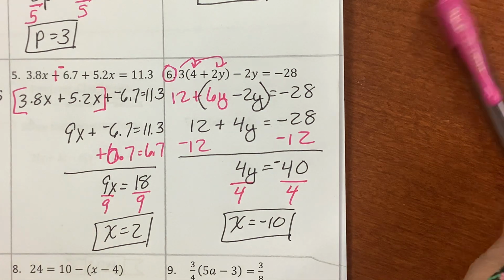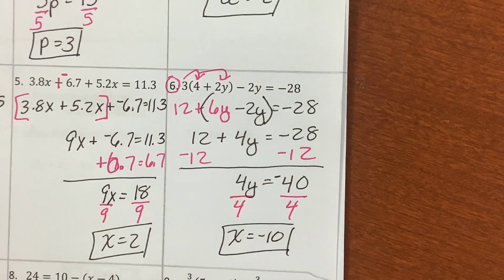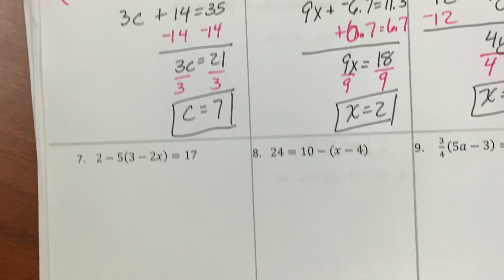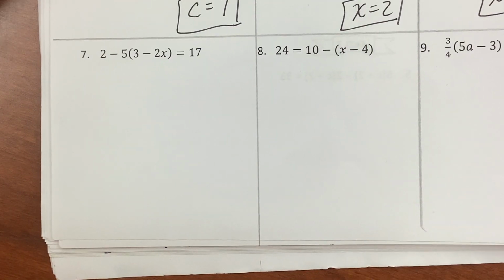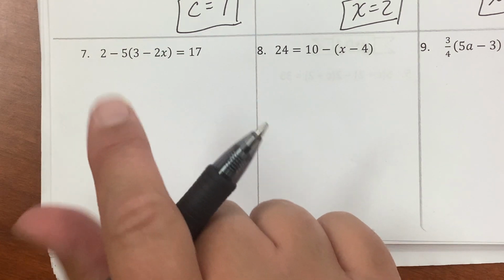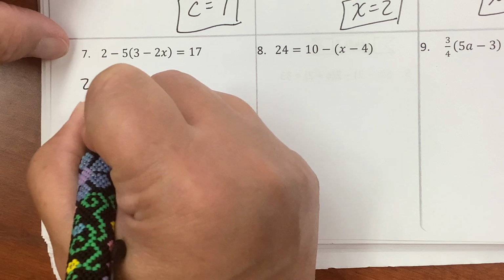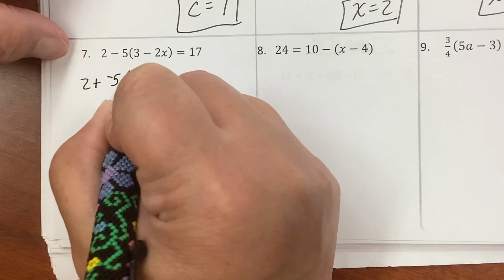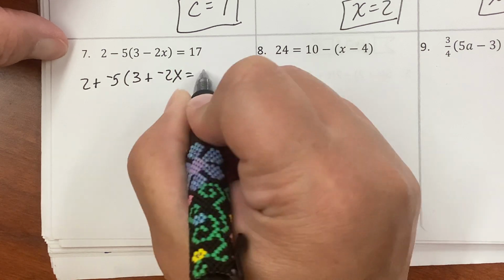Not bad. You might have noticed they get more difficult the further down the page we get. That's okay. Here we go. Now this one, I'm changing all my minuses to plus and negative. I'm going to rewrite it as 2 plus negative 5 times 3 plus negative 2x equals 17.